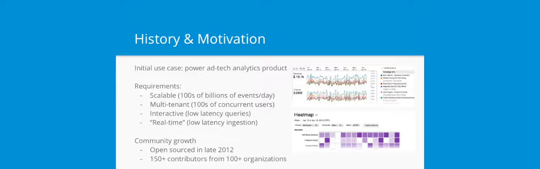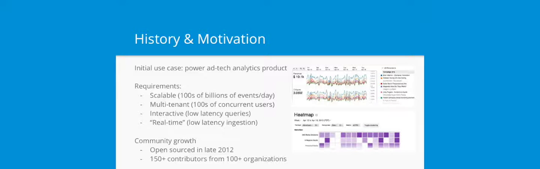At the time, there were a lot fewer analytics tools than there are today, and we felt the need to build one because we had a set of requirements that existing tools weren't really meeting. So we wanted something that could be scalable. At the time, we were definitely not doing hundreds of billions of events per day, but now that original Druid cluster is. There are many more now, but that original one is still pretty big. We wanted it to be multi-tenant. Again, at that time, it wasn't hundreds of concurrent users, but now it is.